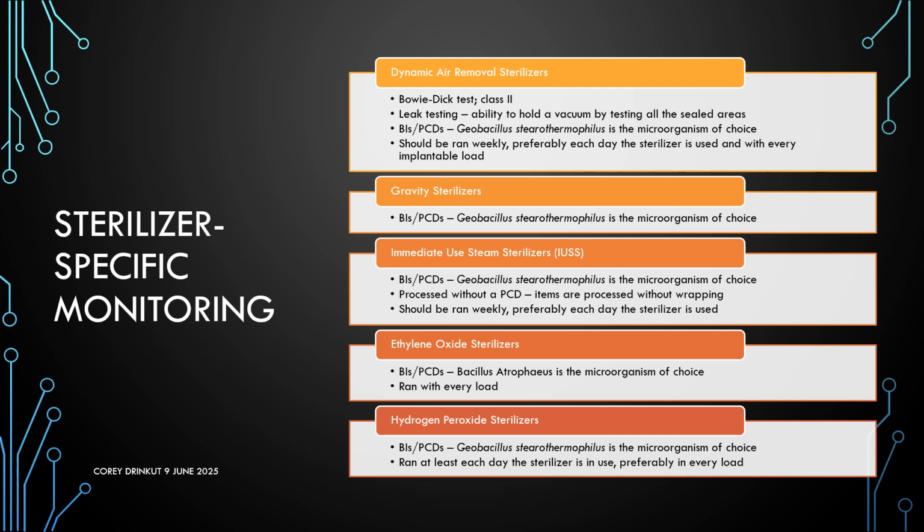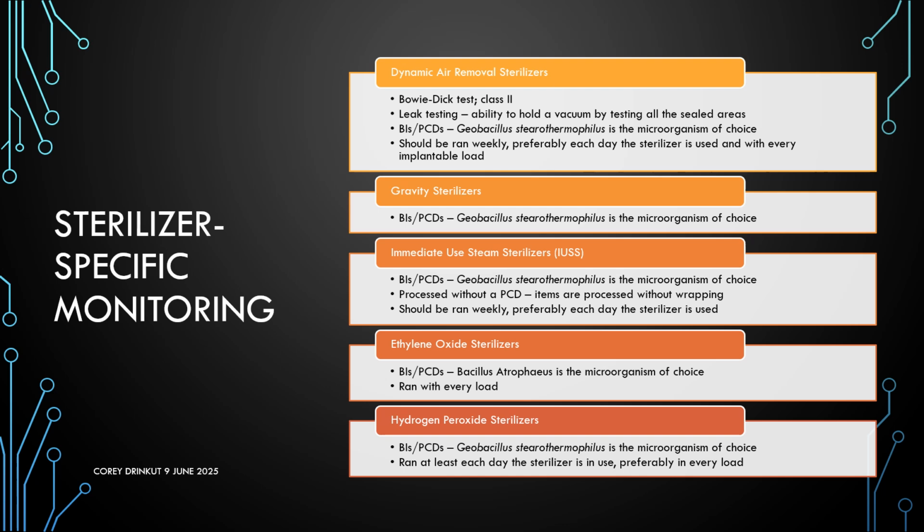So we're ensuring that the sterilizer, when it's pulling the air out, it's pulling all of it out correctly. Leak testing confirms that the sterilizer's vacuum integrity is essential for effective sterilization. We can do a leak test. A leak test should be done at least once a week.